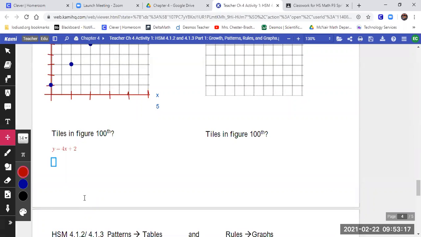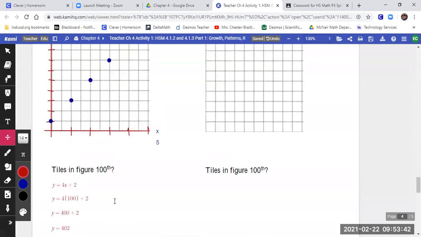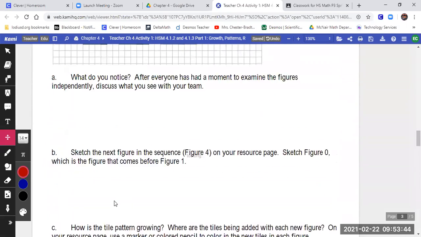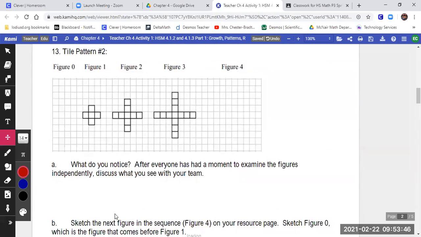We're going to replace the x with 100. Exactly, thank you. Y equals 4 times 100 plus 2 extra, right? So 4 times 100 equals 400, plus 2 extra. So y equals 402. Okay, y equals 402. So we're going to go back up to our questions now, back on page 1.